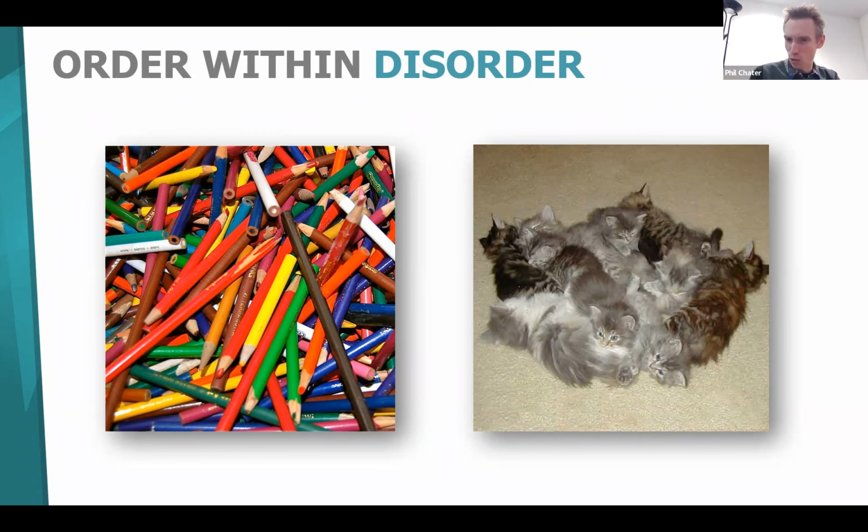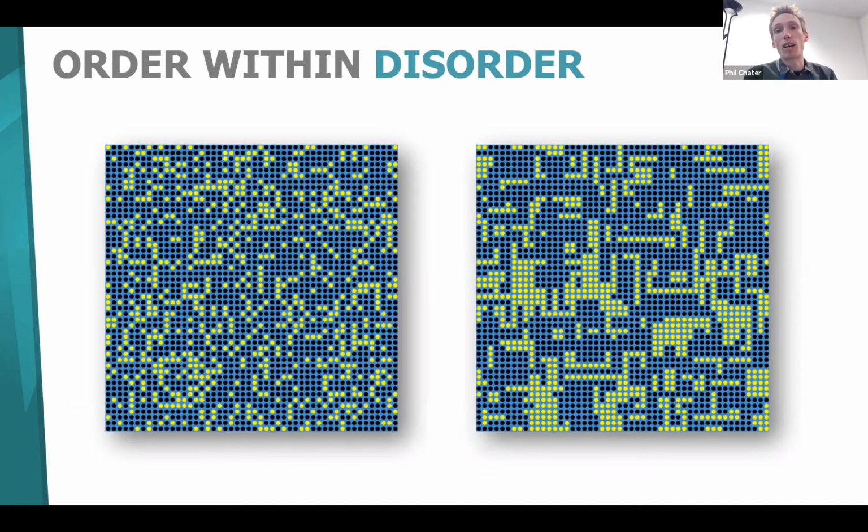Same on the right-hand side, we have a disordered arrangement of kittens. But again, they're not completely disordered. They tend to line up along the body length. And as well, in these, they're lined up within a roughly 2D sheet. So wherever there is disorder, there are also elements of order. How does that apply when we think of it on the atomic scale?